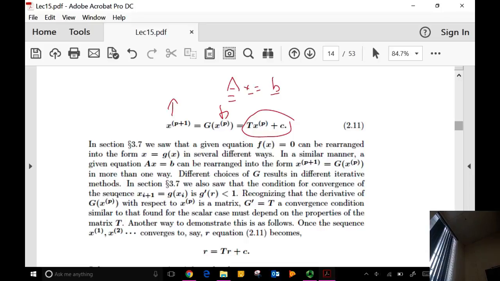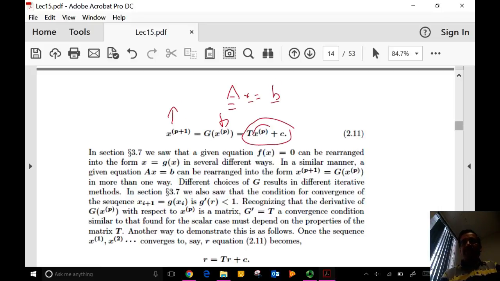Okay? So what would be g prime in this case? C is a constant. T is another constant matrix, because it is coming from a linear system. So what would be G prime? Simply T. G prime is the derivative of G with respect to x, and it is appearing linearly with respect to x, right? So G prime in this case must be simply T, right?